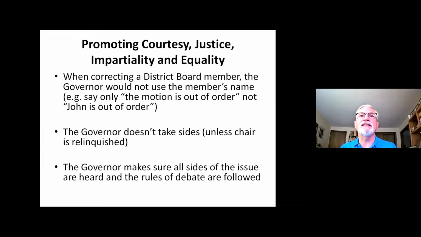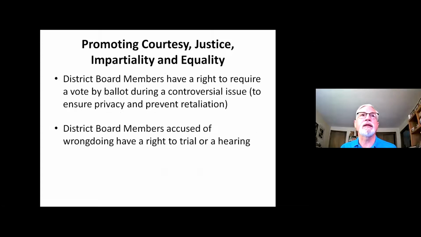The governor does not take sides unless the governor relinquishes the chair and has someone else conduct the meeting. And the governor has the duty to make sure all sides of an issue are heard and the rules of debate are properly followed. District board members have a right to require a vote by ballot for any controversial issue to ensure privacy and to prevent retaliation. And any district board member accused of wrongdoing or conduct unbecoming a Kiwanian has a right to a trial or a hearing.